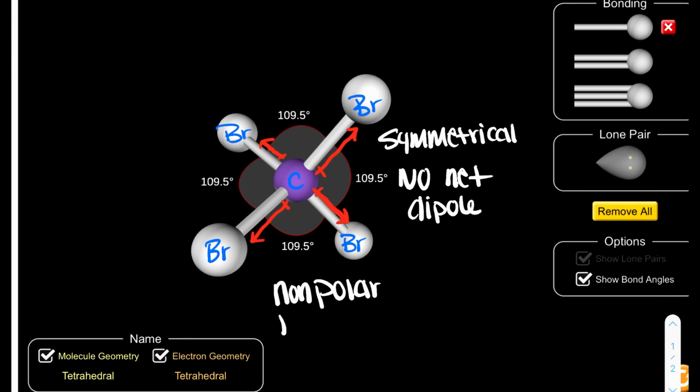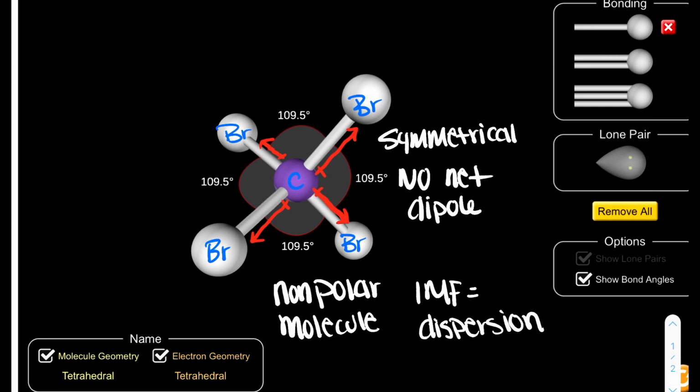Since this molecule is non-polar, there can only be one intermolecular force, which is dispersion. That is because all molecules have a dispersion force, regardless if they're polar or non-polar. But this one only has dispersion because in order for molecules to have dipole-dipole or hydrogen bonding, they have to be polar. So we only have dispersion in carbon tetrabromide.